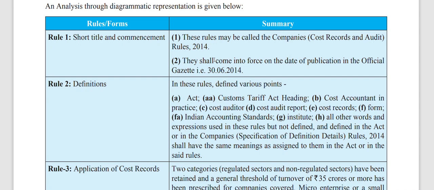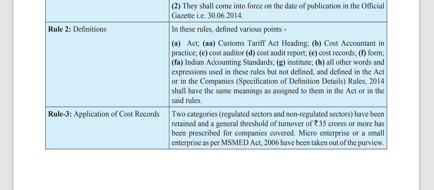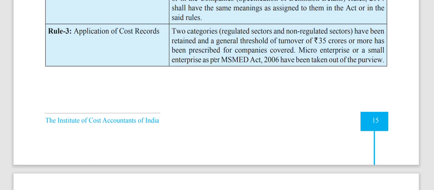So here is an analysis. In Rule 1, we can see short title and commencement. Summary is these rules may be called as Companies Rules 2014. They shall come into force on the date of publication in the Official Gazette, on 30th June 2014. In Rule 2, we can see definitions of different things like Act, custom tariff, cost accountant in practice, cost auditor, and further stuff. In Rule 3, we can see application of cost records.